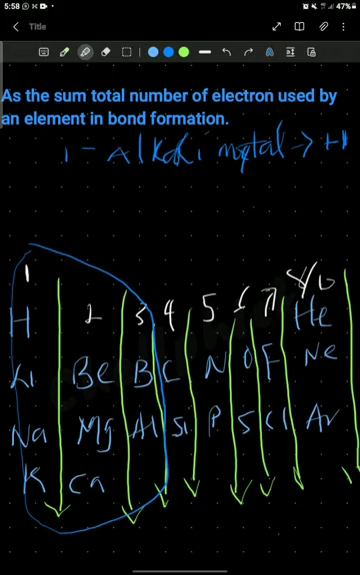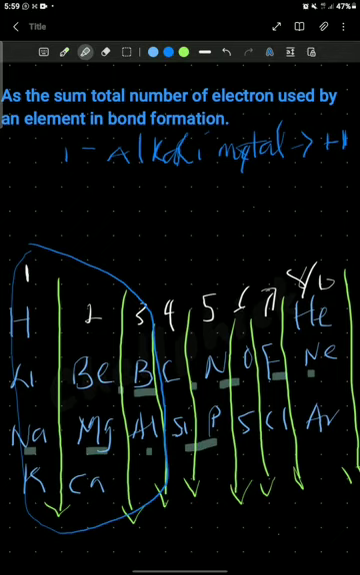Just know that it is between hydrogen to calcium. So what you're going to do is distribute hydrogen first, end it with helium, then start lithium, beryllium, boron, carbon, nitrogen, oxygen, fluorine, neon, sodium, magnesium, aluminium, silicon. You understand? Up to the far you will reach calcium.